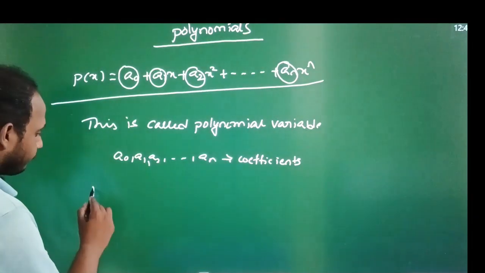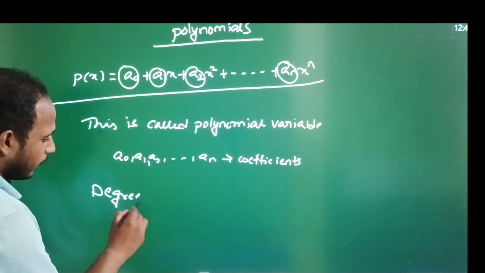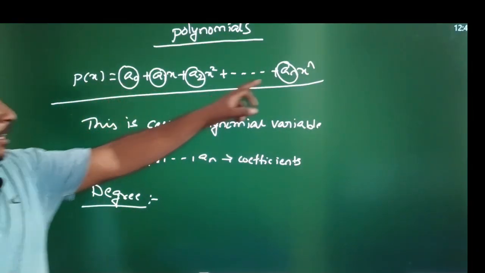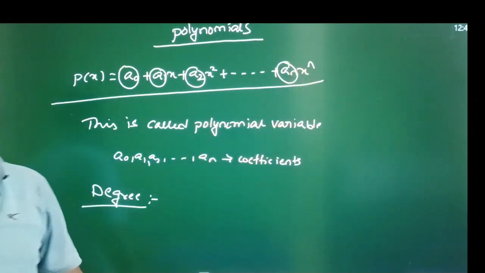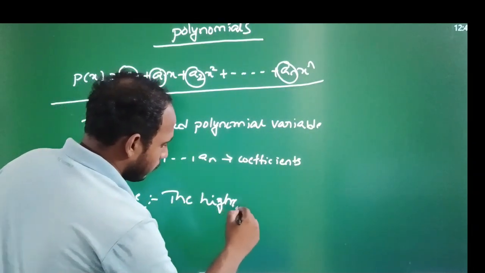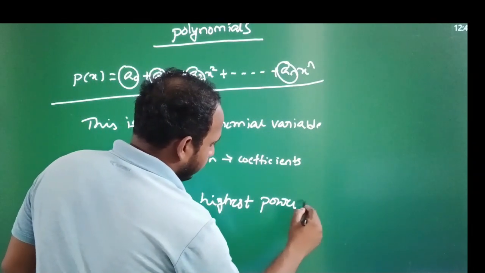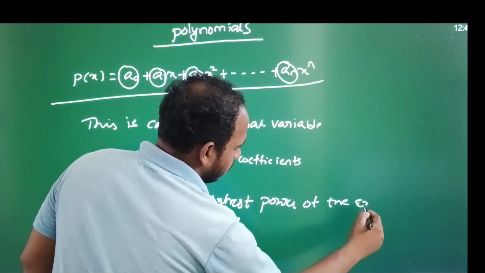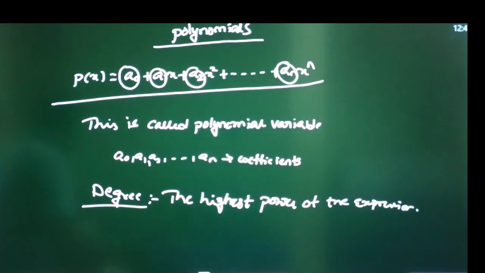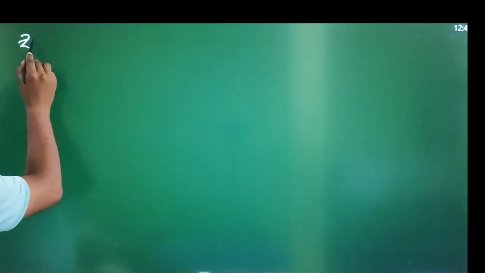Now what is degree? We define degree as the highest power of the polynomial in the expansion. In the expansion, the highest power is n. So here the degree is n. The highest power of the expression is called degree. Nice. Now, what is a zero polynomial?